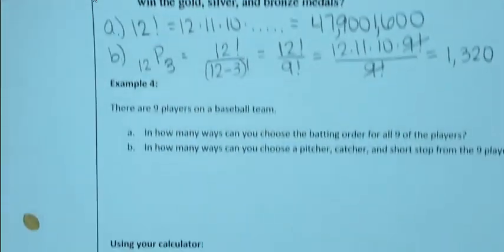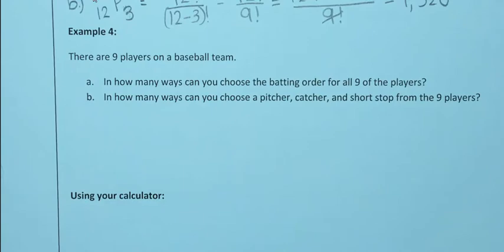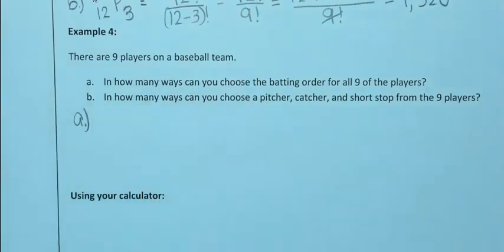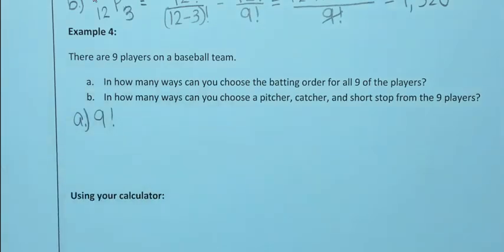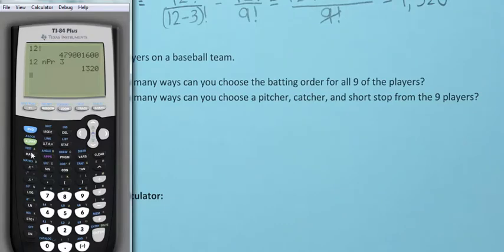All right, let's try example 4. There are 9 baseball players on a team. In how many ways can you choose the batting order for all 9 players? Well, we've got 9 things. How many different ways can we order them? So that's going to be 9 factorial. Again, you use your calculator. You type 9 in first. You go 9, math, go over to probability. You can either type in 4 or hit down to 4 and press enter.